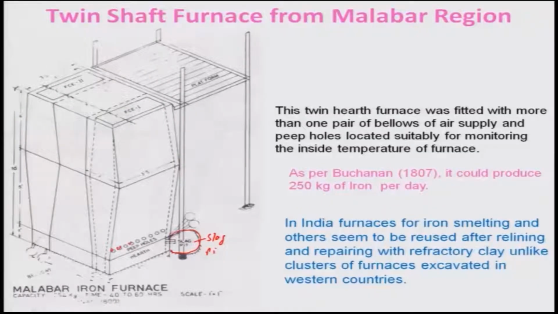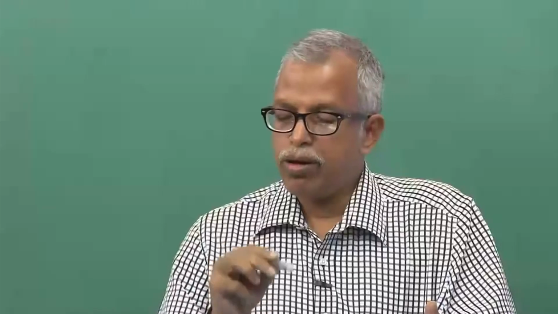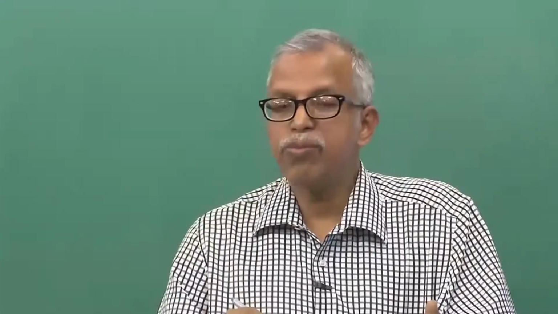This twin hearth furnace was fitted with more than one pair of bellows for supply of air, and peep holes are located suitably for monitoring the inside temperature of the furnace. That is very interesting. That means you can remove these holes and then see whether it is doing well or not. Accordingly, you will have to supply more air or reduce it.